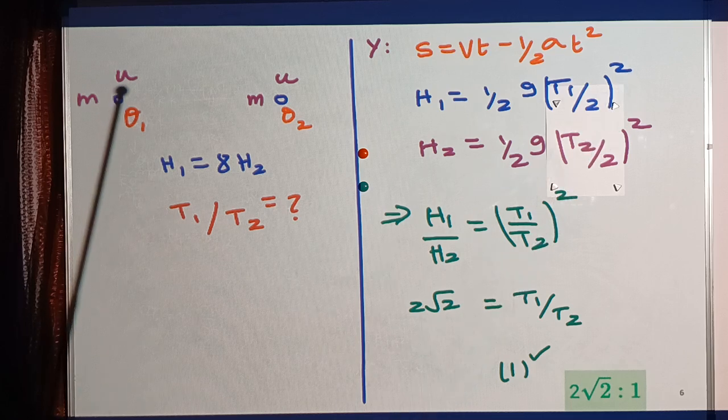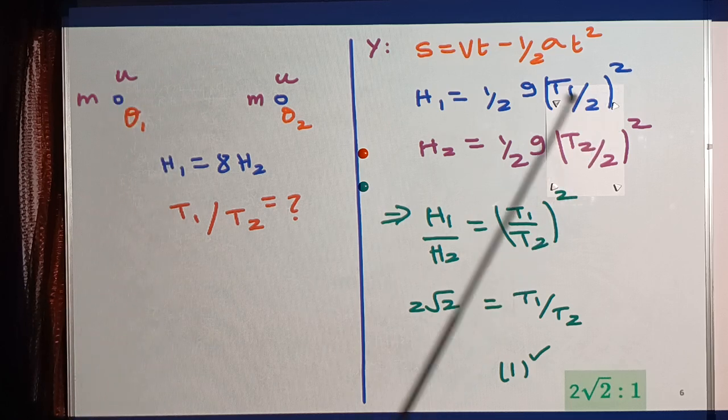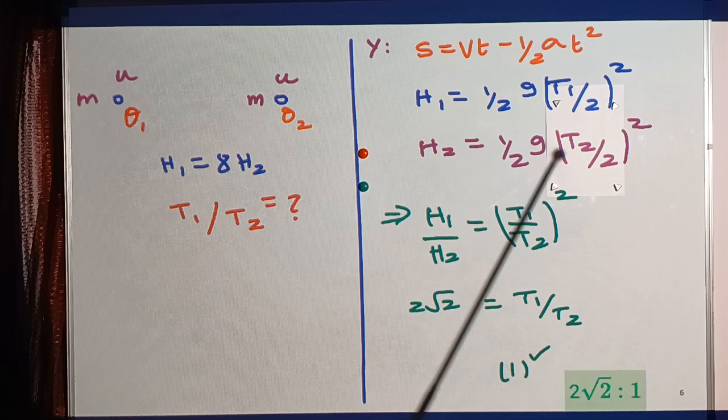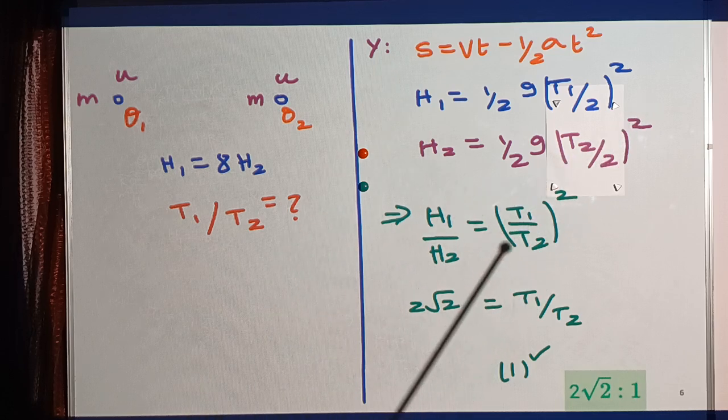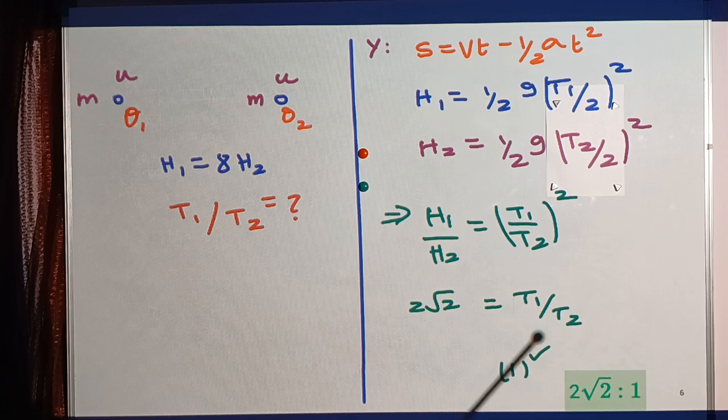The time duration between this initial point and the maximum height point is half the flight time, t by 2. Similarly, h2 is half g (t2 by 2) square. So the ratio of the heights is the ratio of the time squares. So from this you get the ratio of times as 2 root 2.